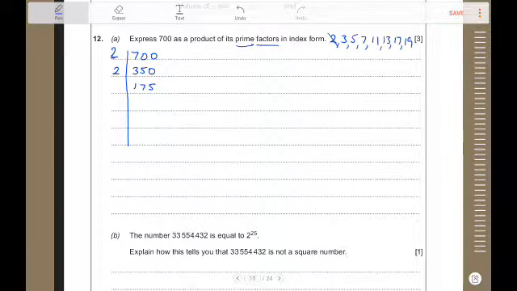Now I'm going to try 3. Does 3 go into that? Well, there's a check to see if 3 goes into a number: add up the digits. And if 3 goes into the total, then 3 will divide into the number. Well, 1 plus 7 is 8, plus 5 is 13. 3 doesn't go into 13, so 3 won't divide into that. Now I know you could have jumped straight to 5, because it ends in a 5, but I'm just being logical and going through them one at a time.